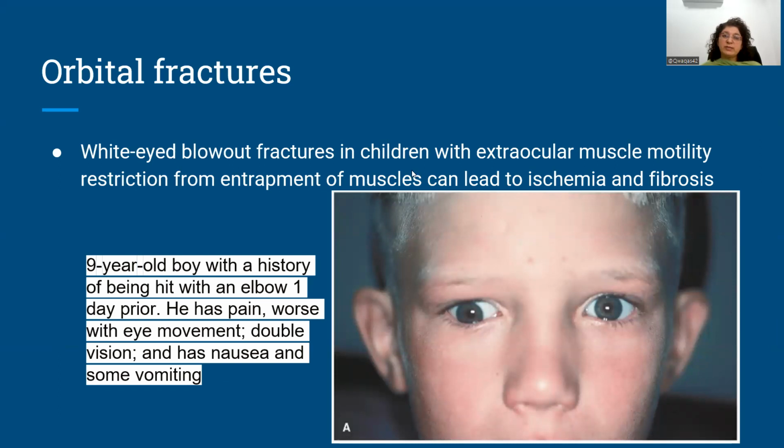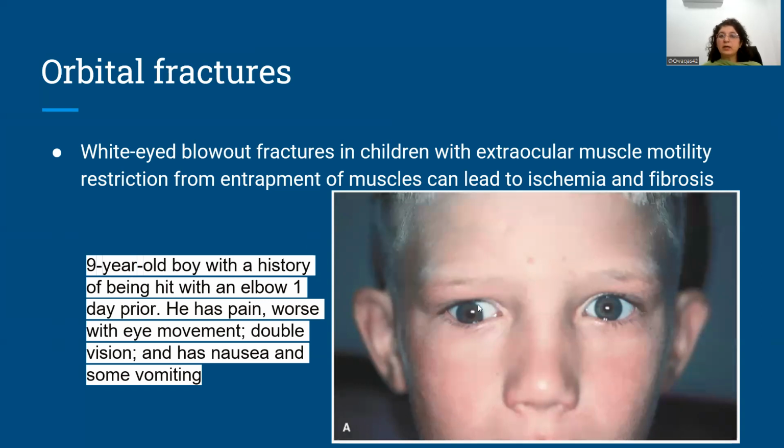Now, we've been discussing very obvious cases so far. Some cases are kind of occult. This is a case of a child who had been elbowed in school one day prior. He came in complaining of some pain in the eye. He said that the pain got worse whenever he tried to move his right eye. He was having some double vision. You can see his Hirschberg test over here. And he had some nausea and vomiting whenever he was trying to look up.